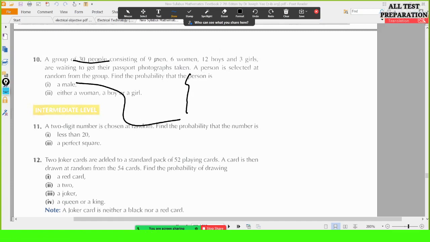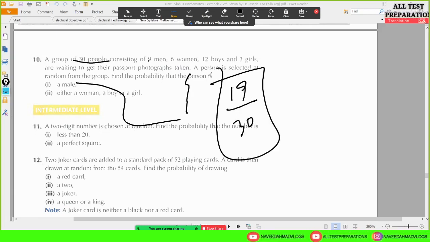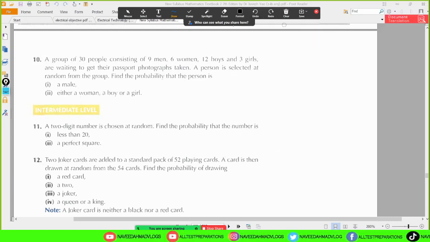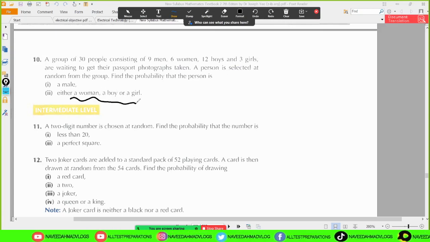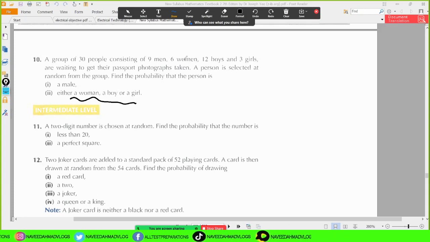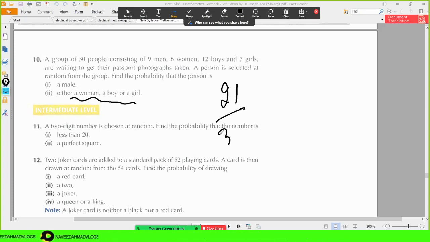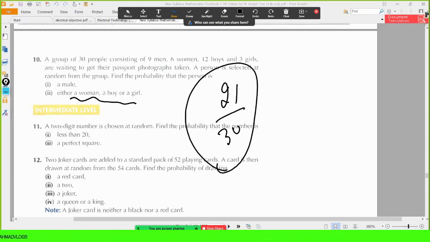How many males are there: 9 + 12, that is male. 19 out of 30, this will be the probability. Easy. Either a woman, a boy or a girl. In this case your probability will be either a woman, so you have to count the woman and also the boy and the girl. 12 plus 6 will give you 18, 21 out of 30. This will give you the probability.